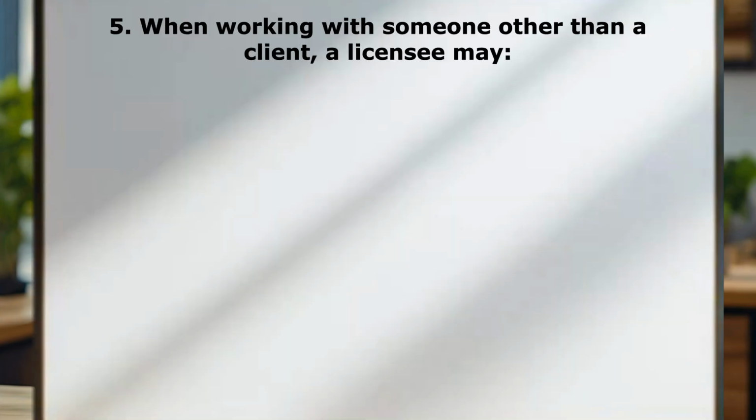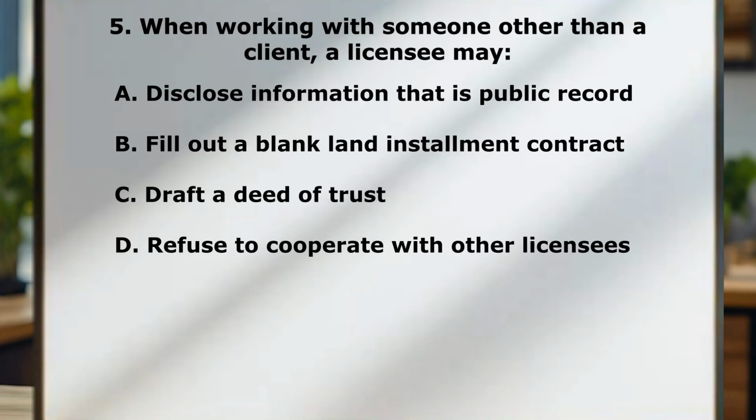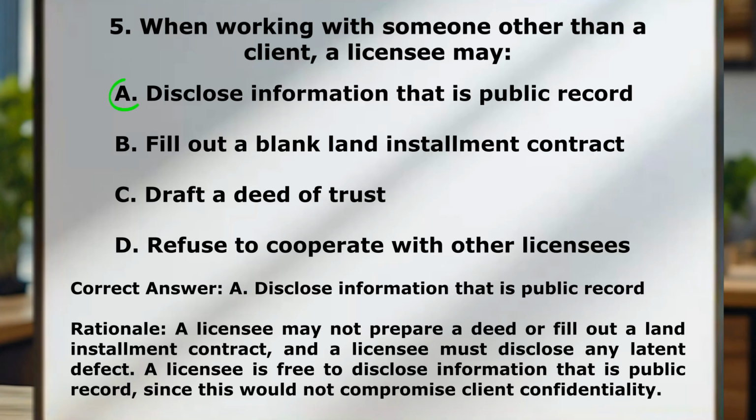Question number 5, when working with someone other than a client, a licensee may A, disclose information that is public record, B, fill out a blank land deed installment contract, C, draft a deed of trust, D, refuse to cooperate with other licensees. Correct answer is A, disclose information that is public record. Make sure you know what agents are allowed and prohibited to do.